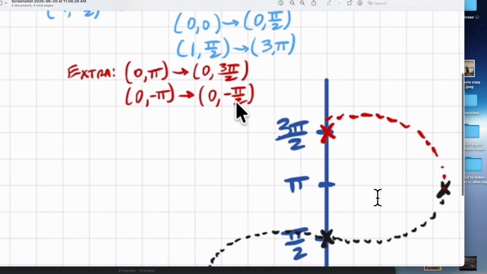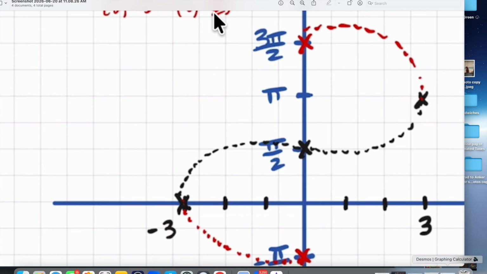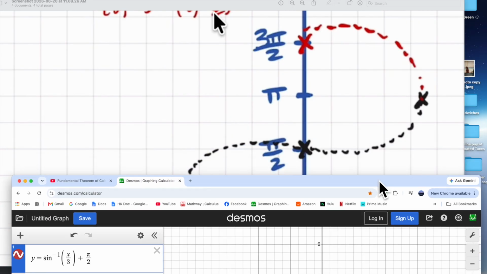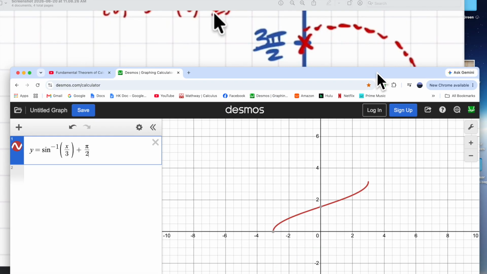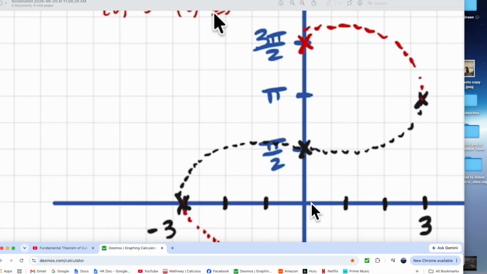And when we do that and we graph it, this is our final graph. So here, this is our solution in black. These are not part of the solution, but they help us draw the graph in terms of knowing what the concavity is going to be. And here on Desmos, this is the final graph, and you could see it does match our graph. You could see it crosses the x-axis right there at -3, and there's 0 comma pi over 2, just like we have here.